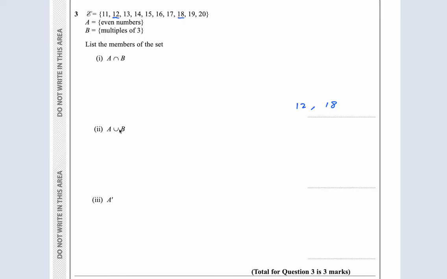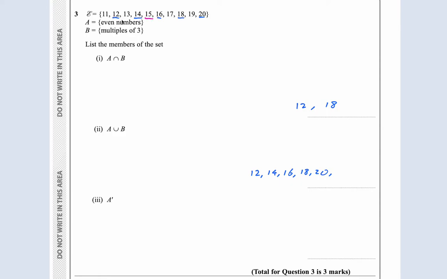Then A union B, so these are anything that is even or a multiple of 3. So I'm going to put down all the even numbers, 12, 14, 16, 18, 20. Those are the even numbers. And now I'm going to write all that out or underline them. And now I'm going to also add in the multiples of 3. So this is a multiple of 3.